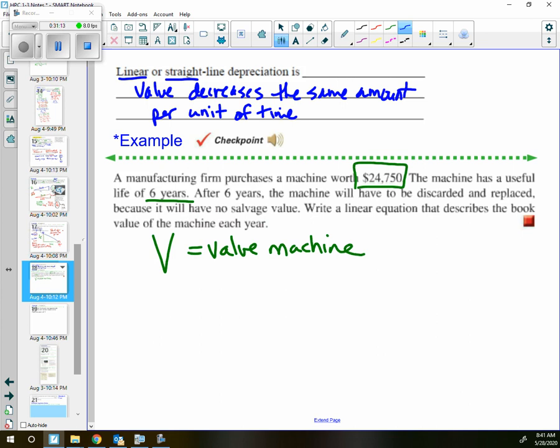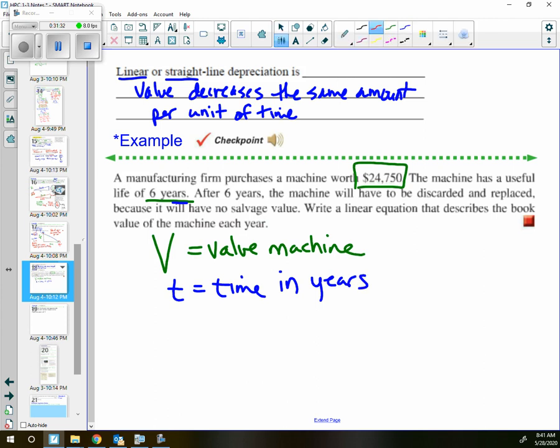We're talking about it changes value dependent on what? What is our independent variable that's changing that causes this to go down? Well, it's how old it is. So it's time. So t equals time in years is going to be our independent variable here. What changes that causes the value to go down?